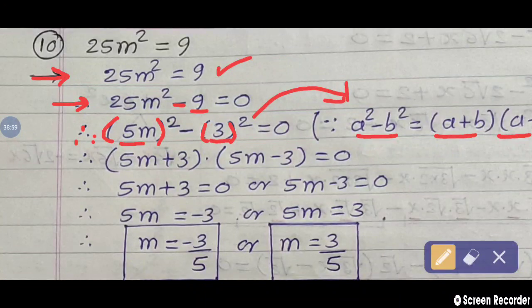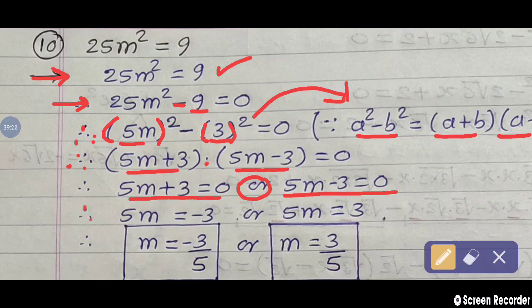So we are getting the two factors. Which one? As per a plus b, means what? 5m plus 3, into a minus b, means 5m minus 3. So both the factors are multiplied here and equal to 0, means any one factor is 0. So first bracket is equal to 0 or second bracket, means nothing but the factors. Therefore 5m plus 3 equal to 0, so 5m is equal to minus 3, taking on the right hand side, or 5m minus 3 equal to 0. So minus 3 taking on the right hand side, then 5m is equal to what? Plus 3.